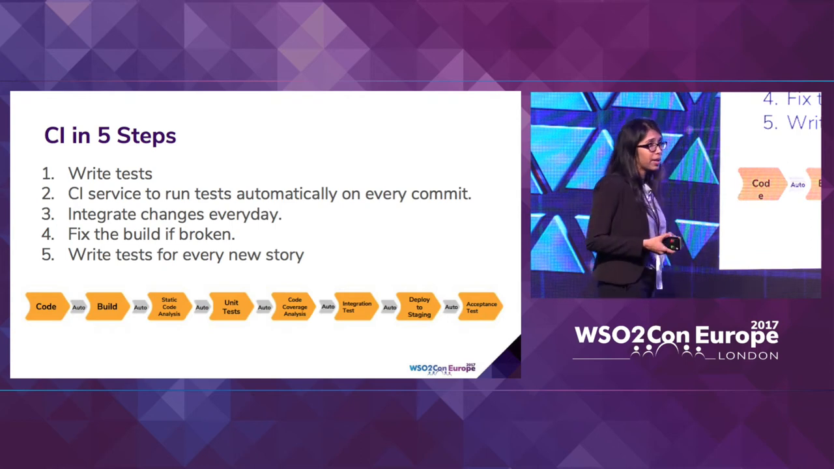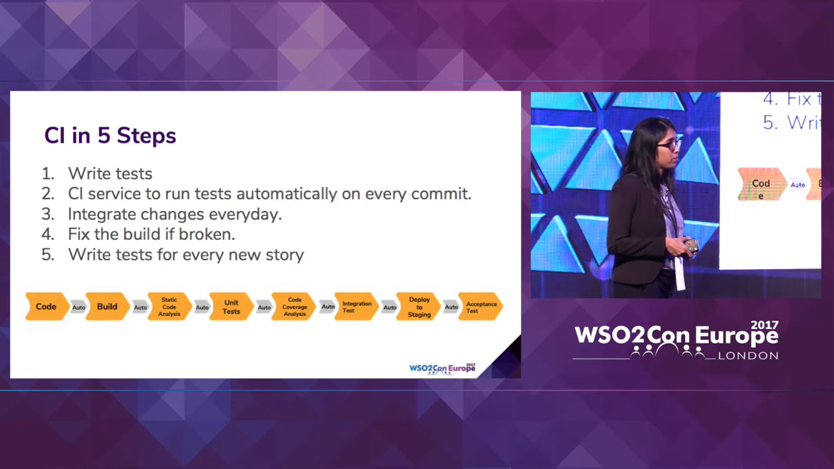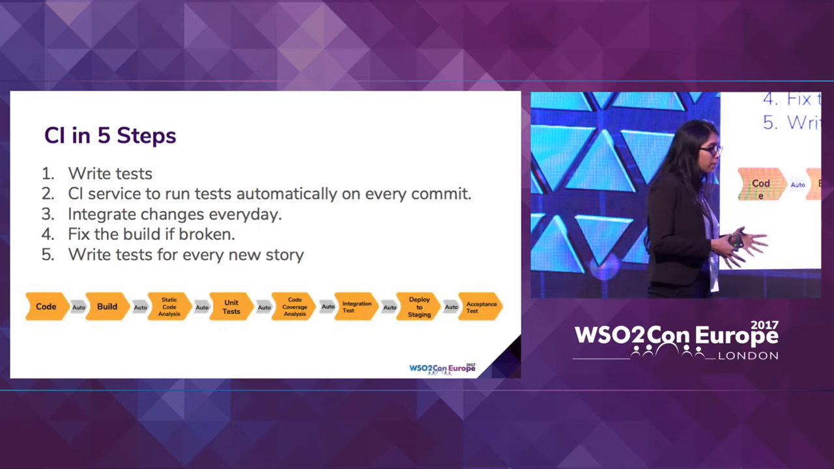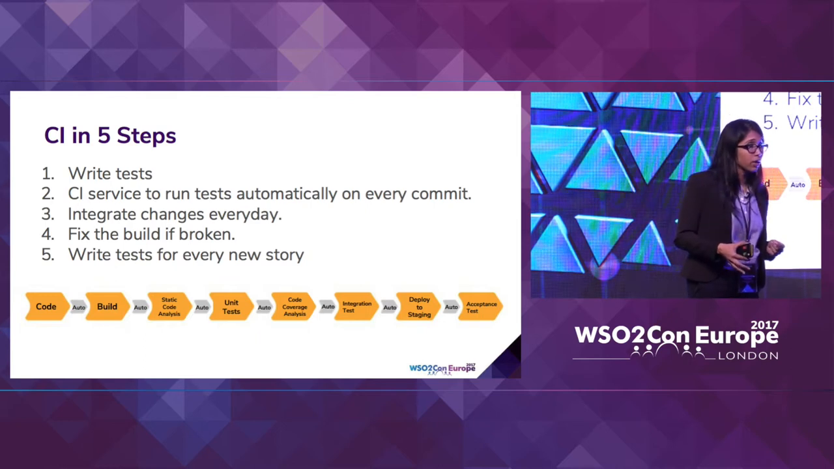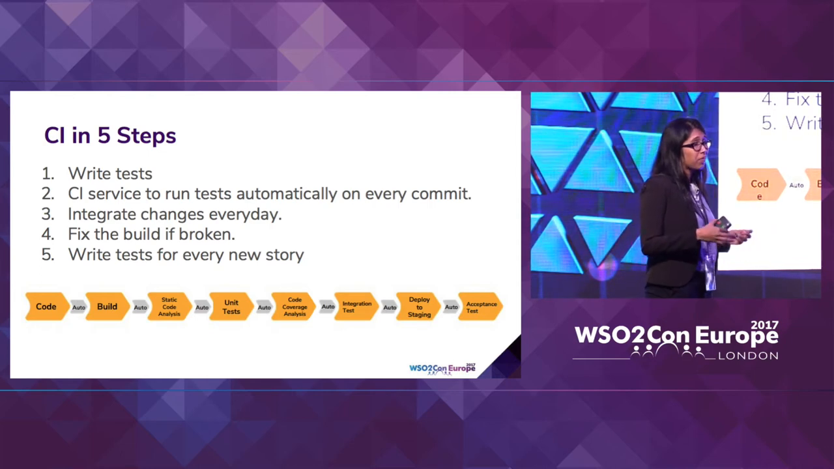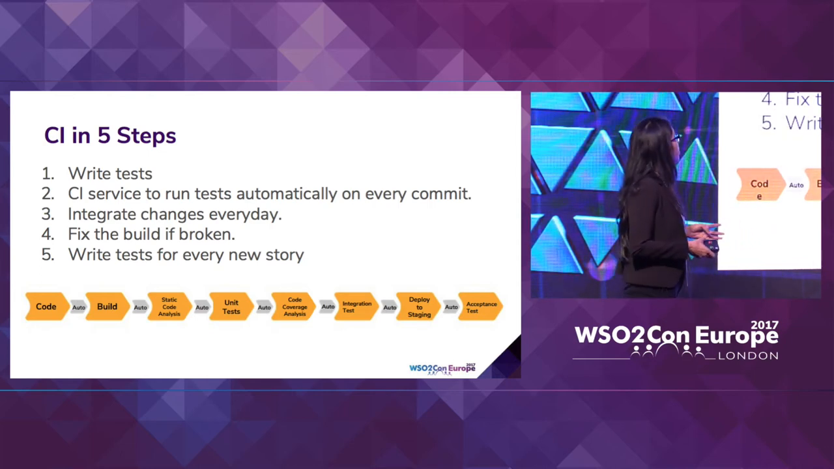You have to have the tests in place. Then there has to be a CI service, a continuous integration service like Bamboo or Jenkins, to run tests automatically on every commit. And these changes should be integrated every day. You can't say that you're following continuous integration if you're not integrating frequently or committing. A developer must commit changes frequently and often and make sure that code is tested on a very regular basis. So you have to fix the build if it's broken and write tests for every new story.